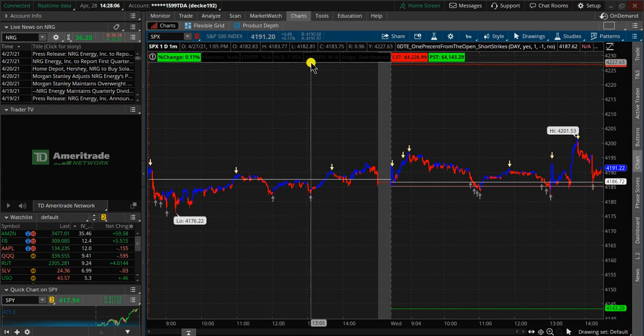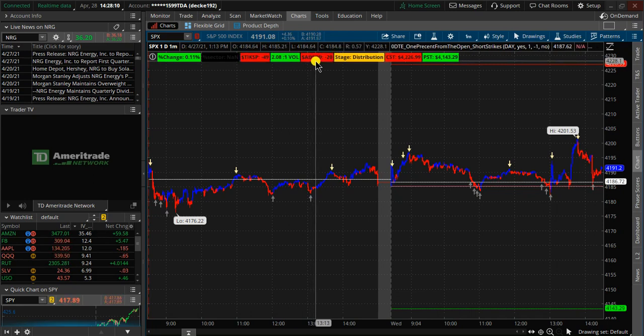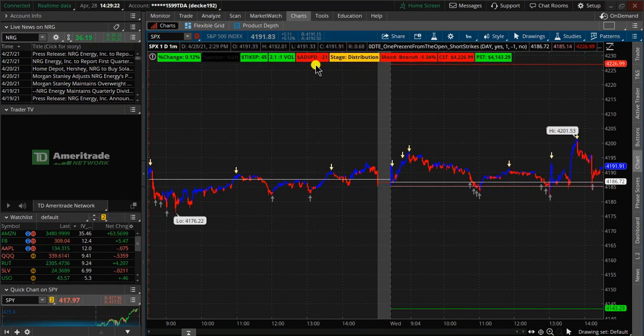The next box is the ADSPD, which is the advance decline line, which is the number of advancing stocks minus the declining stocks in the S&P 500 since the open. If it's above 0, the box will be green. If it's negative, it will be red.